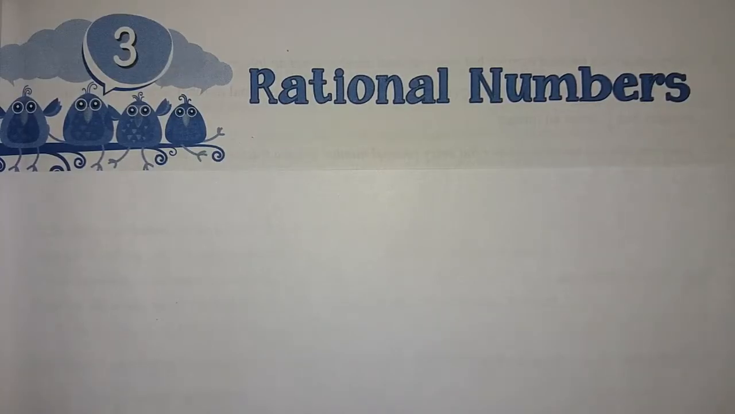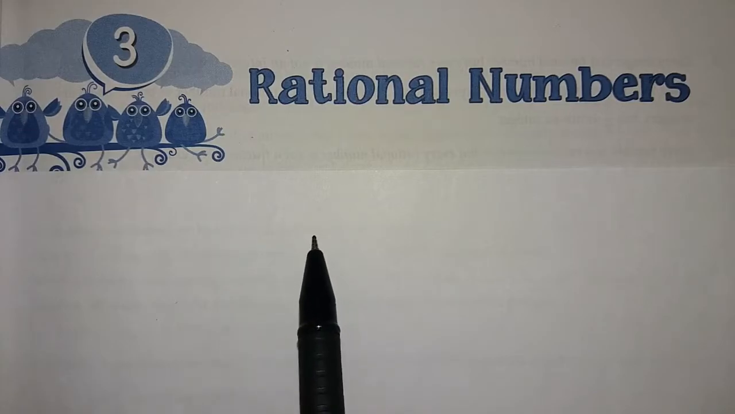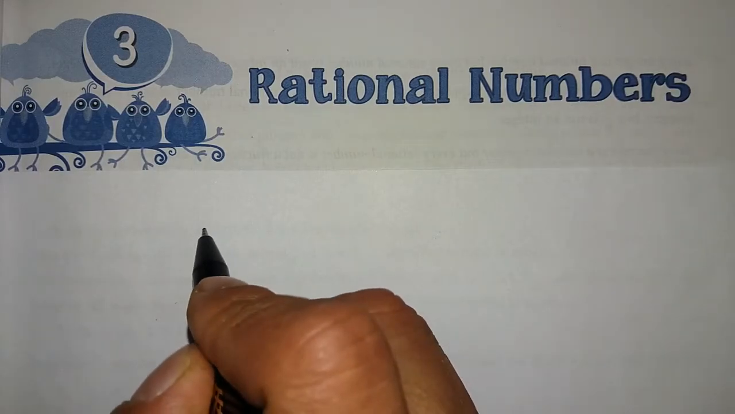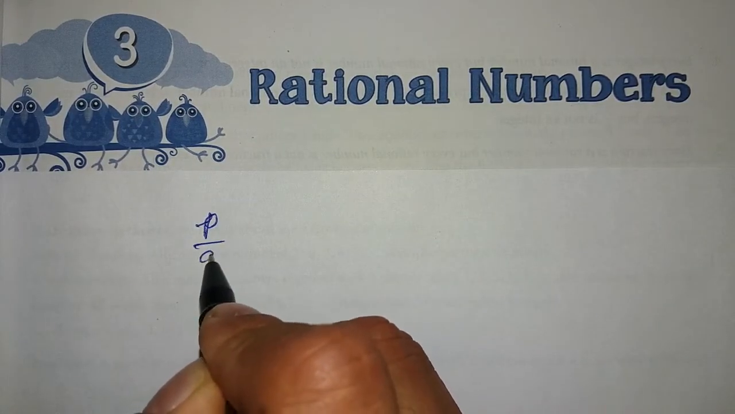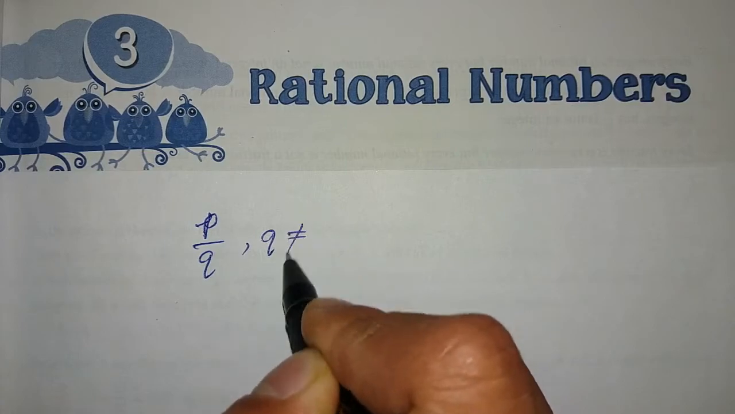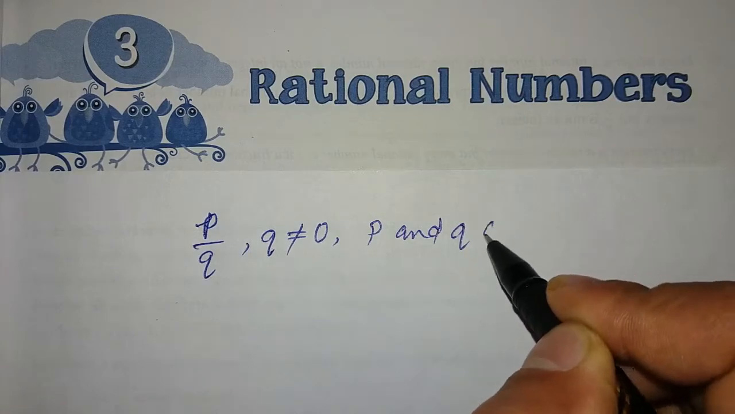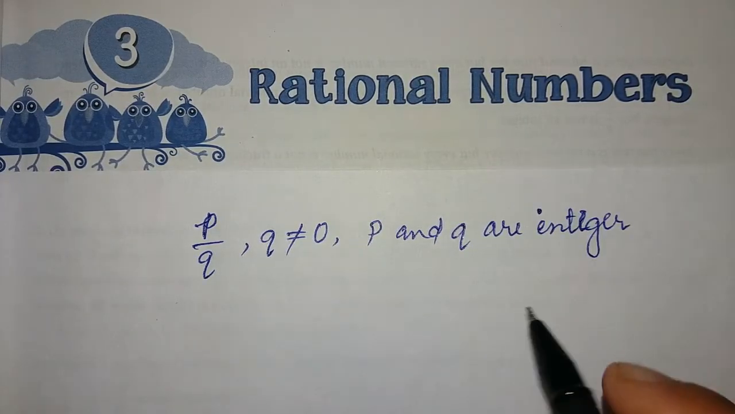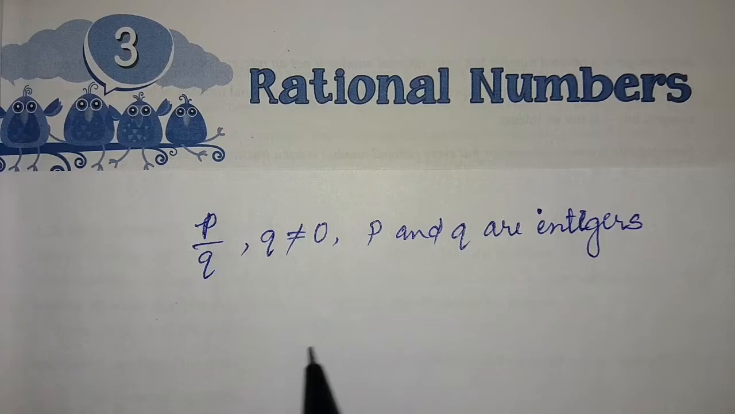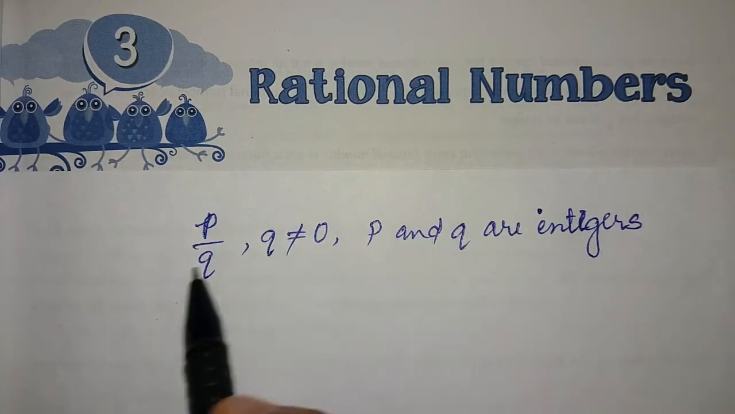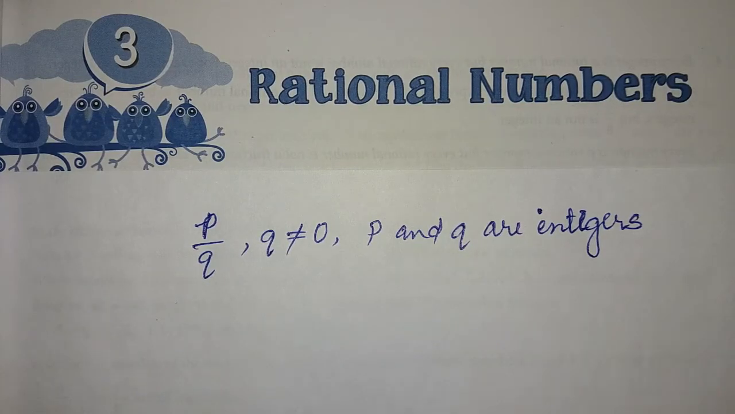In the previous video I have explained what rational numbers are. Recall that rational numbers are those numbers which can be written in the form p by q, where q is not equal to 0 and p and q are integers. If you still have problem with this, then I suggest you go back to the previous video before you continue watching this. Today we're going to see some important questions of this chapter.